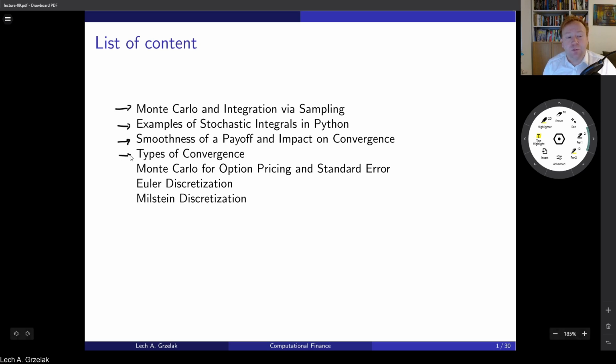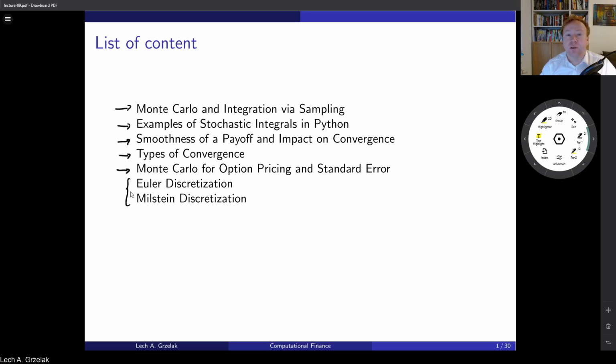Then different types of convergence. There are different ways of looking at your final results. Here in particular, I'll be talking about the weak and strong types of convergence. Standard error and option pricing will be discussed in the next section. And then two important discretization techniques, Euler discretization and Milstein discretization. I will introduce those techniques and also show you how to look at the error and how to control the error depending on the time step in your simulation.